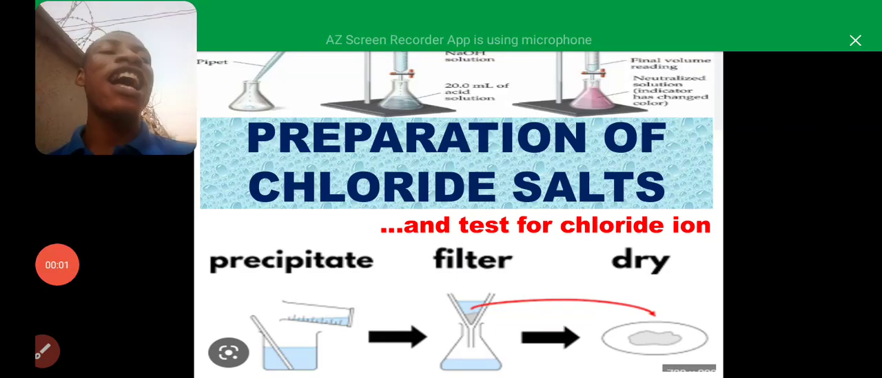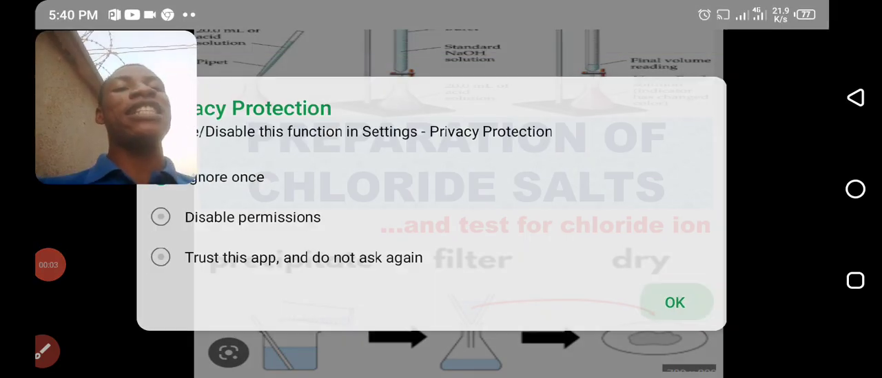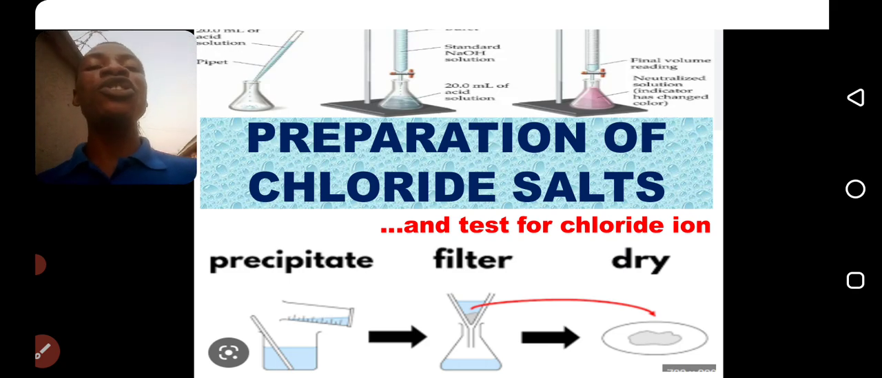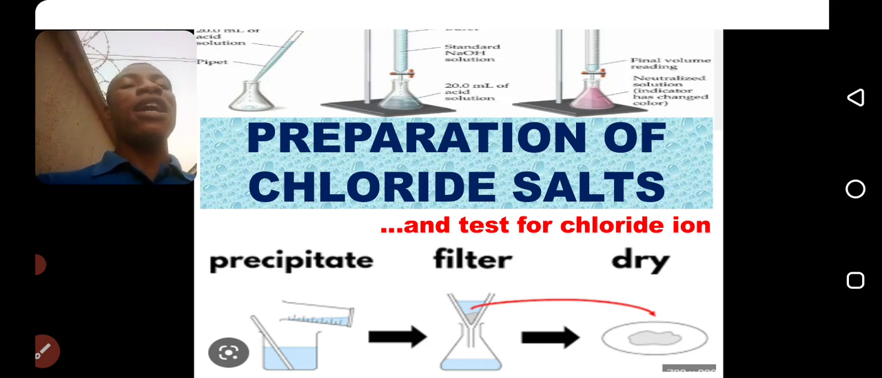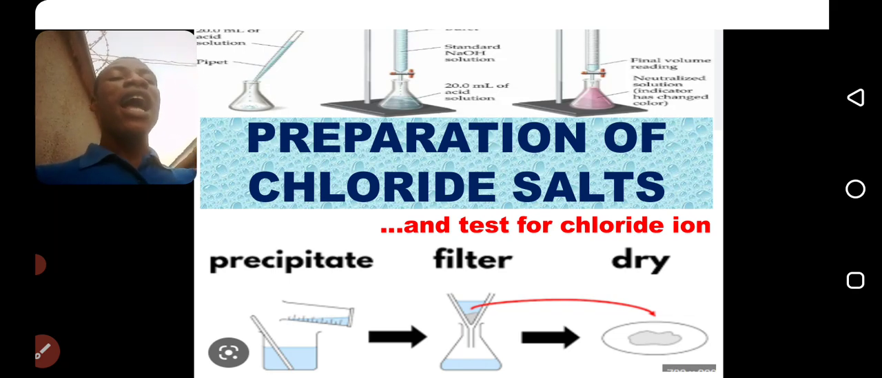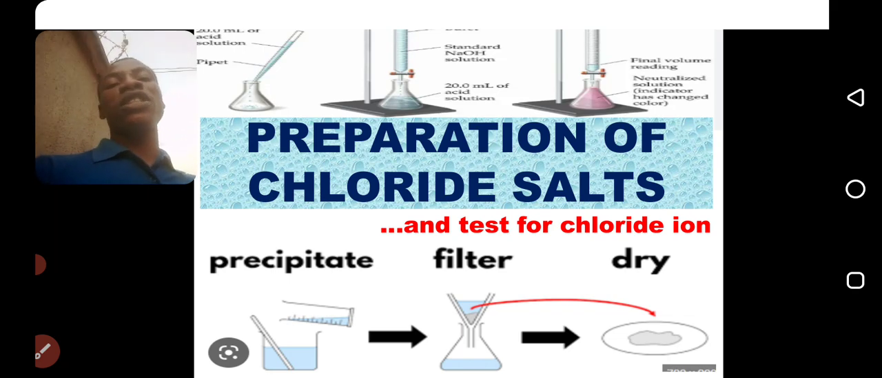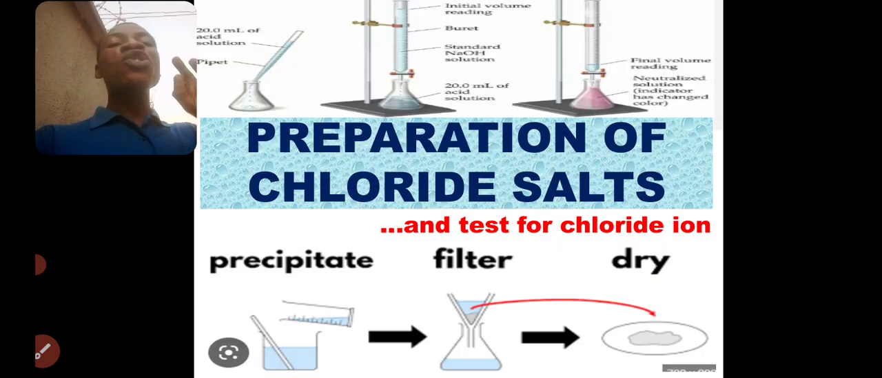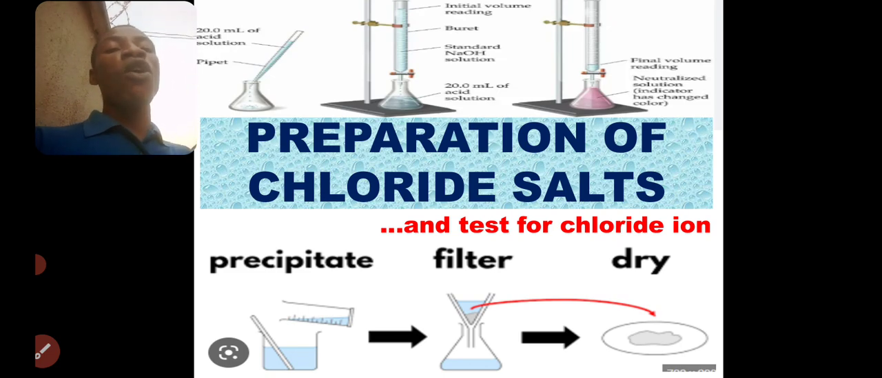In this video we'll be looking at the preparation of chloride salts, and this will be the last video under chlorine and its compounds. How do you prepare chloride salts? First and foremost, what are chloride salts? Chloride salts are binary compounds of chlorine, binary salts of chlorine.